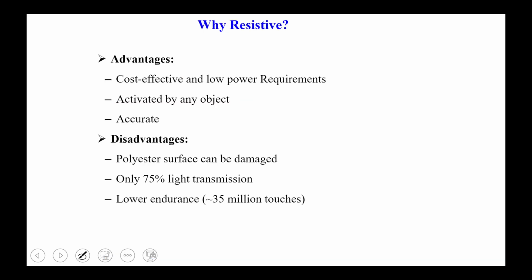So why do we use resistive in place of inductive and capacitive type strain gauge sensors, tactile sensors or touch screen sensors? Advantages: cost effective and low power requirement. Activated by any object, accurate value. What are the disadvantages? Polyester surface can be damaged. Only 75% light transmission takes place. Low endurance, 35 million touches. Accuracy will be low in that case.